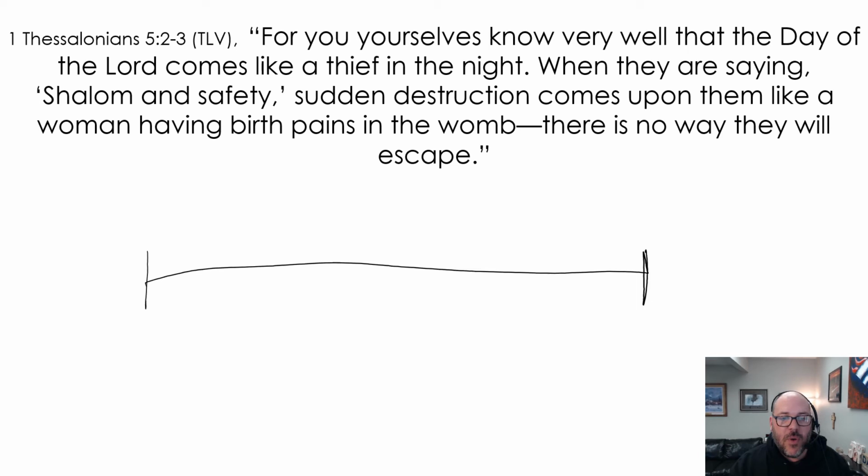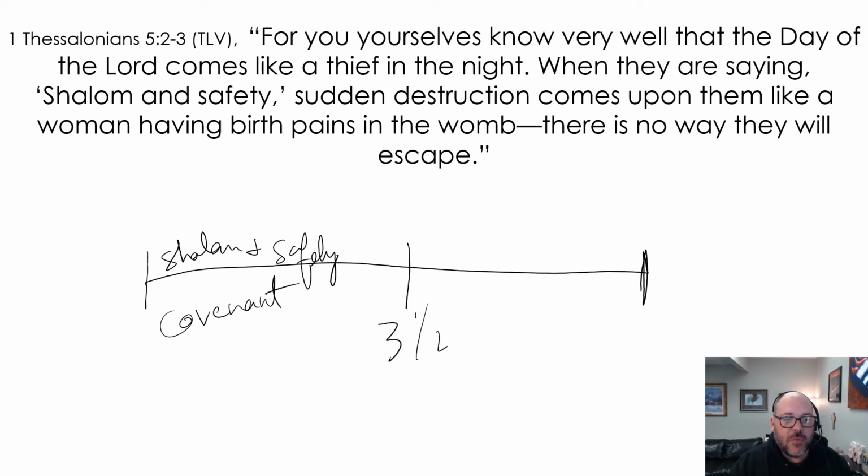What is that? Well, that again is that mark. We feel shalom and safety. We have a covenant. But in the middle, in the 3.5 year mark, there will be sudden destruction. Sudden destruction will happen. And when you see that, now you are in the end. It's the end game. It's the great tribulation occurring, and there is no way to escape it.